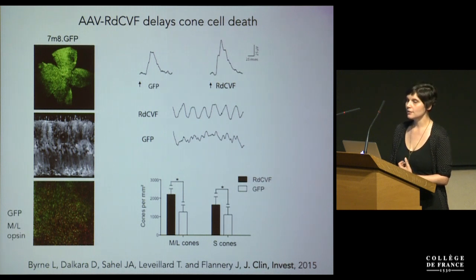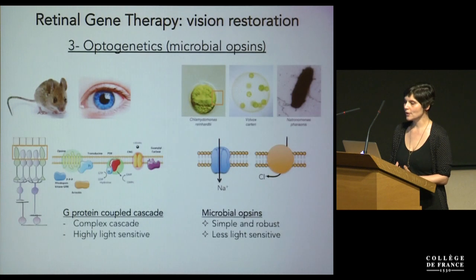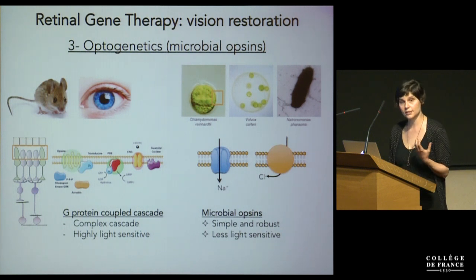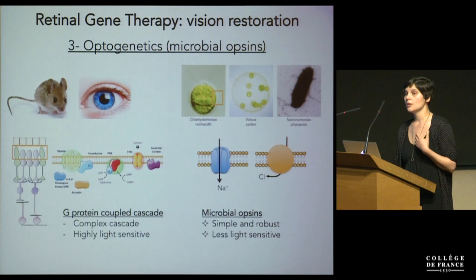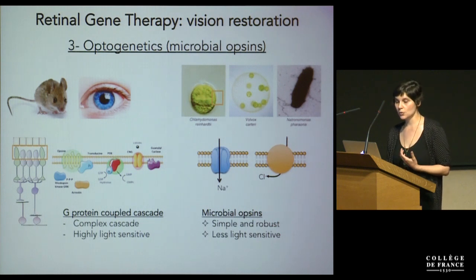So now, beyond the loss of the cone outer segment, what can we do with gene therapy for retinal degeneration? So now we enter into vision restoration, what can be a very useful gene therapeutic approach for restoring vision once it's been lost. So once the cone outer segments are gone, once we've gone beyond the point of how long we can maintain them with RDCVF or any other trophic approach, the only choice that we have is to restore vision by using other means.